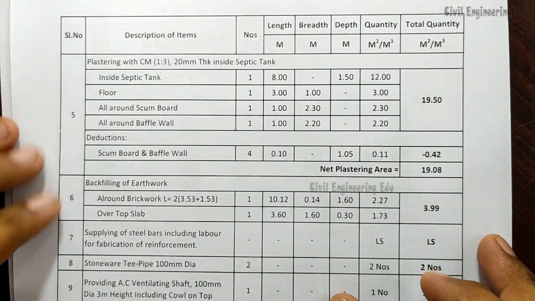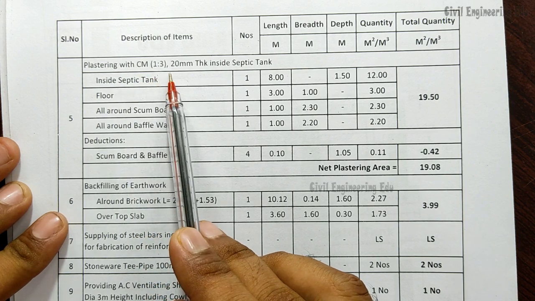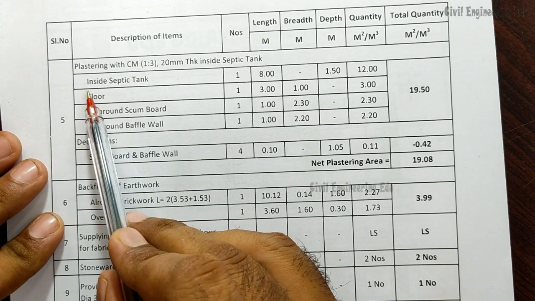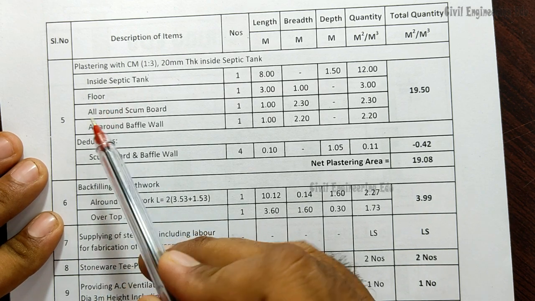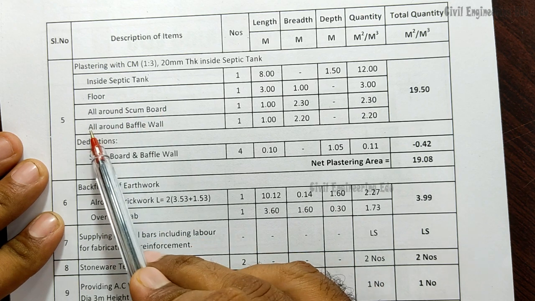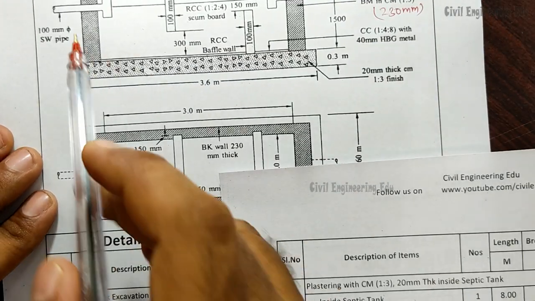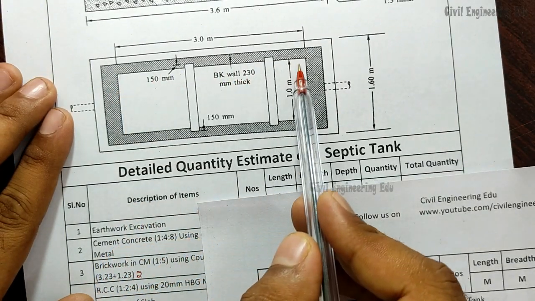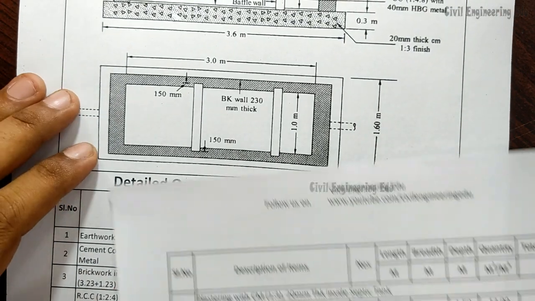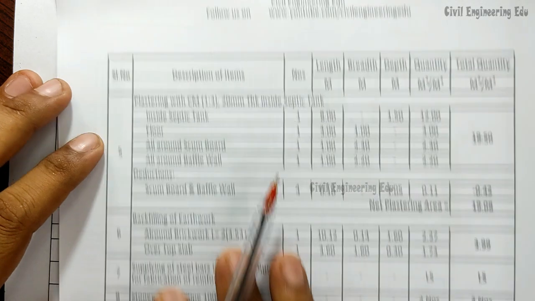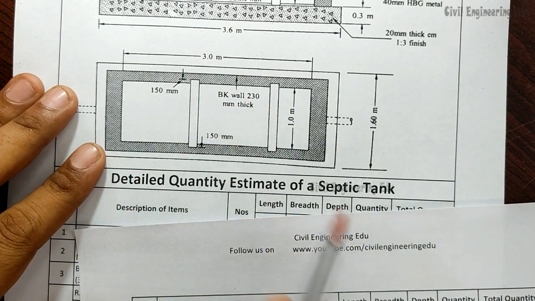This is the other calculation. We will calculate the plastering with cement mortar in bracket 1:3, right? So plastering will be done for inside the septic tank on the bottom side, that is the floor side, all around this scum board and also all around the baffle wall, right? Inside this septic tank, this complete inside part we have to do the plastering. Second one is floor. Floor means this complete white portion area.